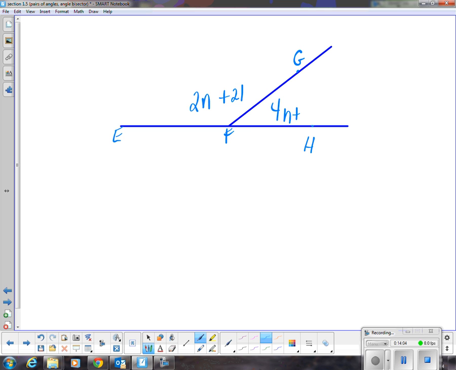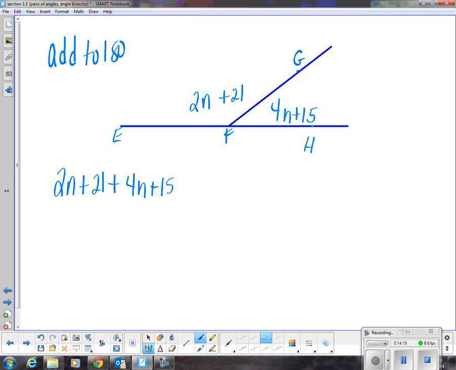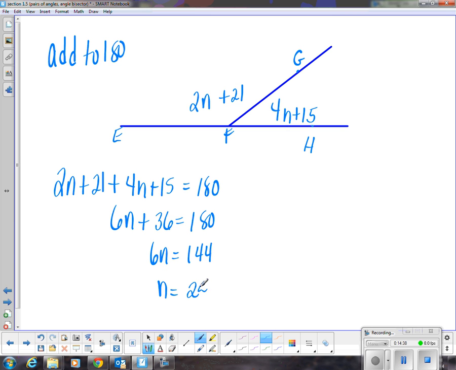is 4n plus 15. Now you need to know that if there's a linear pair, then linear pair angles add to 180. So we'll say 2n plus 21 plus 4n plus 15 is equal to 180. This is the same thing as 6n plus 36 equals 180. 6n equals 144, I believe. And then when you divide by 6, you're going to get 24.